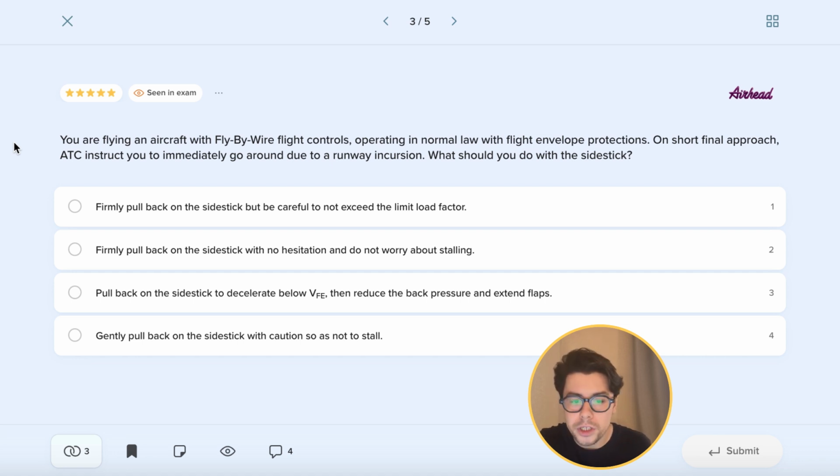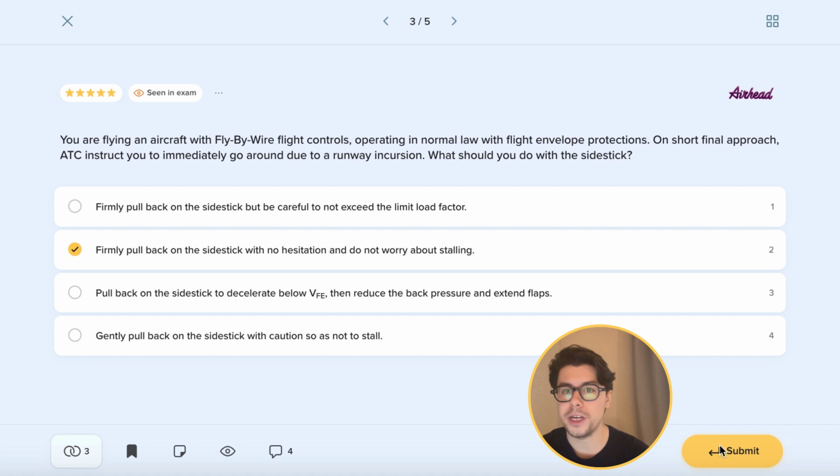And this is the piece of knowledge that the question is trying to fish out, is that in case you need to climb very rapidly, nothing will happen if you pull the stick to the back. And you can see this as the second part of the answer says, with no hesitation, do not worry about stalling. And of course, the answer delta here, gently pull back on the side stick with caution as not to stall. This is the opposite. This is why this would not be the right answer, as we do not have to worry about stalling here.